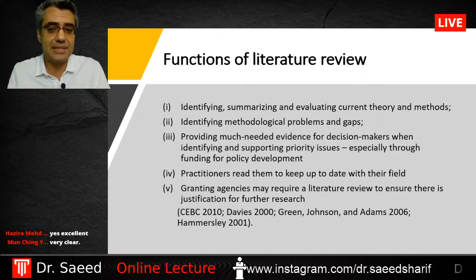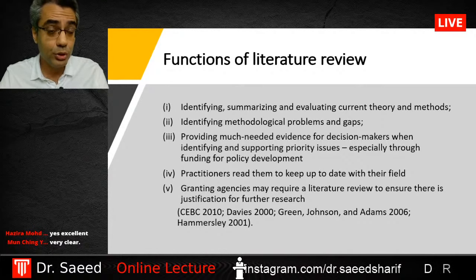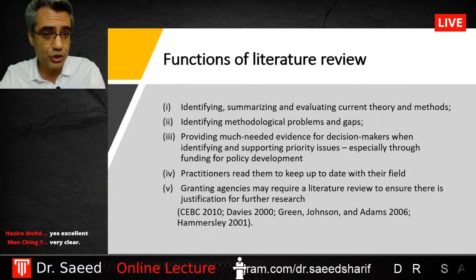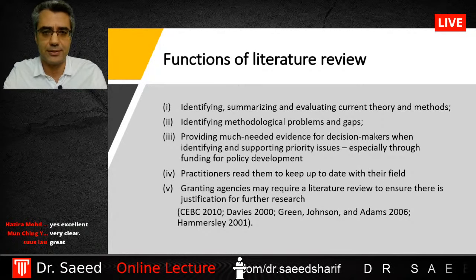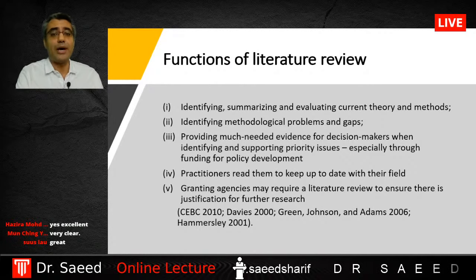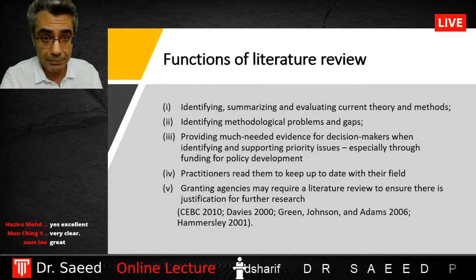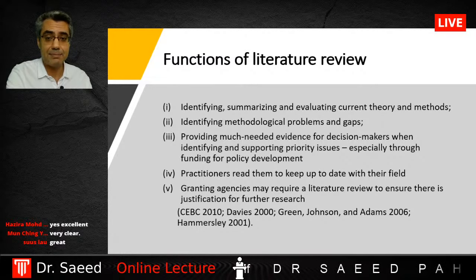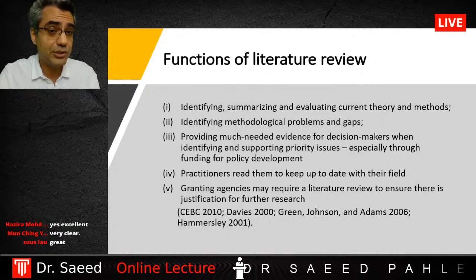Let's start with systematic review. I personally did a literature review to see what the functions of a literature review are, and I found five main functions. Usually we review the literature to identify, summarize, and assess current theory and methods, and to identify methodological problems and gaps. This is something that many of our PhD students also do.